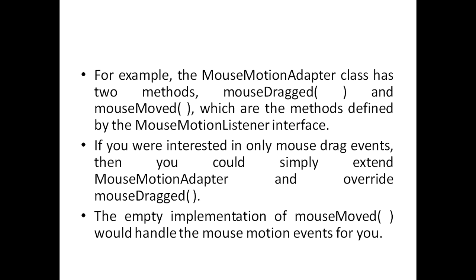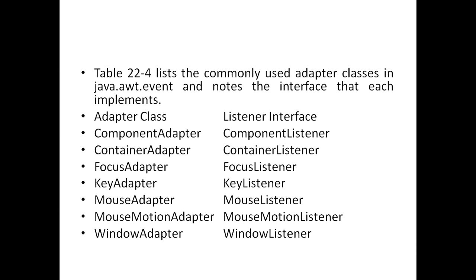So for example, suppose the MouseMotionAdapter class has two methods. One is mouseDragged, another is mouseMoved, which are the methods defined by the MouseMotionListener interface. If you are interested in only the mouse drag event, then you could simply extend MouseMotionAdapter and override mouseDragged. You need not override mouseMoved. The empty implementation of mouseMoved would handle the mouse motion events for you.